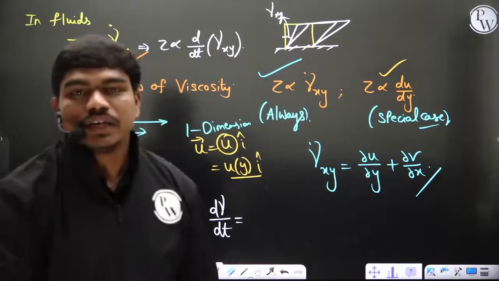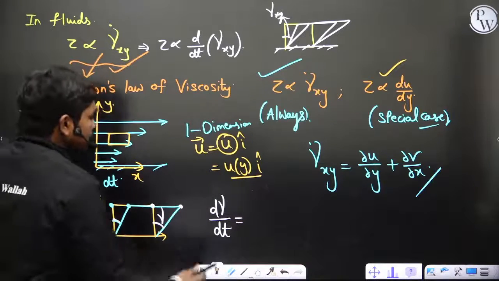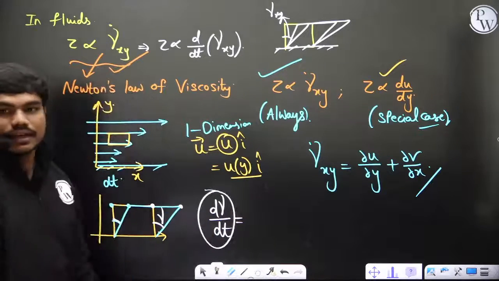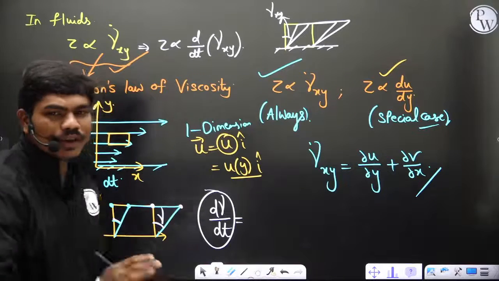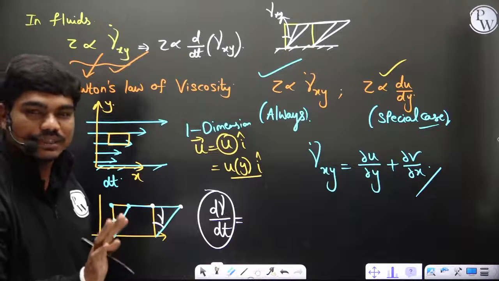Okay, yeah. So, can anyone tell me that this d gamma by dt can be equated to du by dy here? Okay, so let us see. I'll go a bit slowly, no issue.